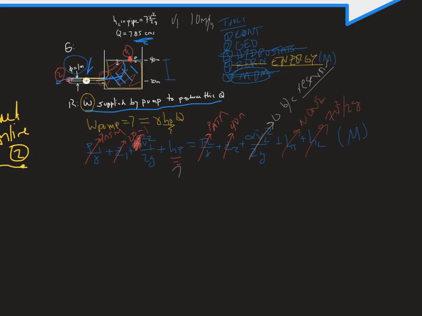So let's clean this up. Z1 is 20 meters, plus V1 squared on 2g, 10 meters per second squared on 2 times 9.8 meters squared, plus HP equals P atmosphere. That's 0, so we're not going to worry about that. Z2 is 40 meters.